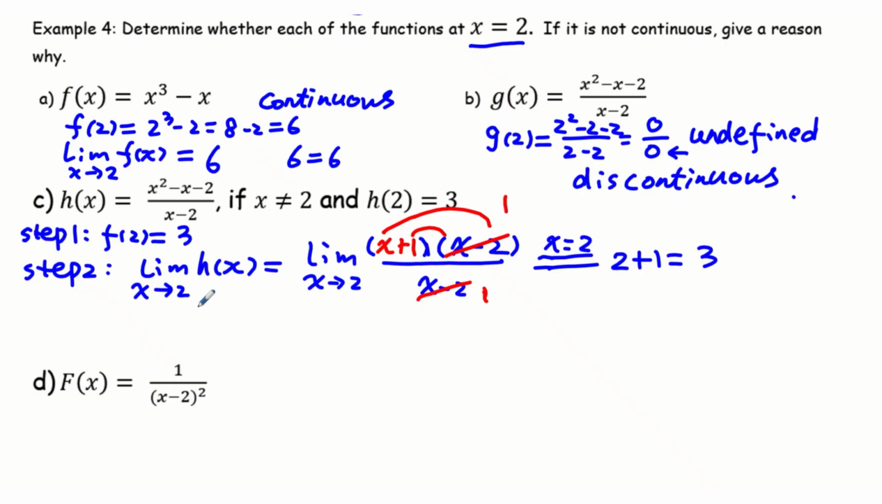Then we check step 3. The value of the function at x equals 2 is equal to the limit of that function when x approaches 2, so it is continuous.